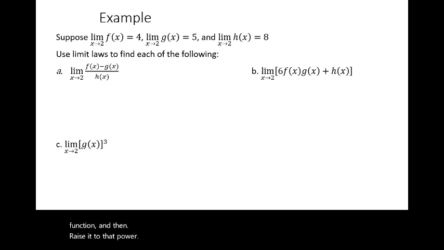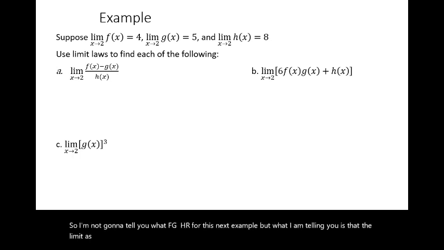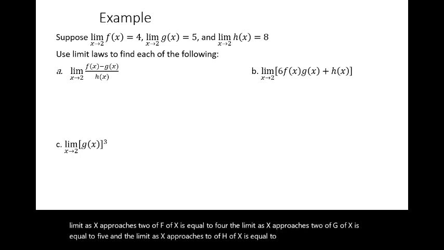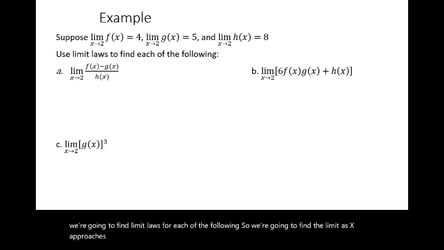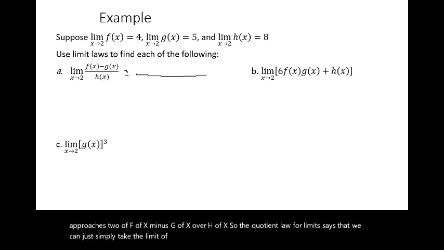So I'm not going to tell you what f, g, and h are for this next example, but what I am telling you is that the limit as x approaches 2 of f of x is equal to 4, the limit as x approaches 2 of g of x is equal to 5, and the limit as x approaches 2 of h of x is equal to 8. What we're going to do is find limit laws for each of the following. So we're going to find the limit as x approaches 2 of f of x minus g of x over h of x. The quotient law for limits says that we can just simply take the limit of the top and the limit of the bottom.